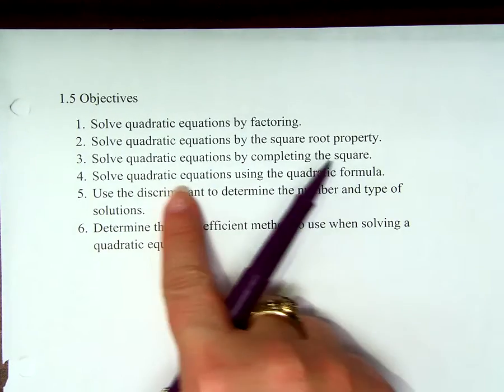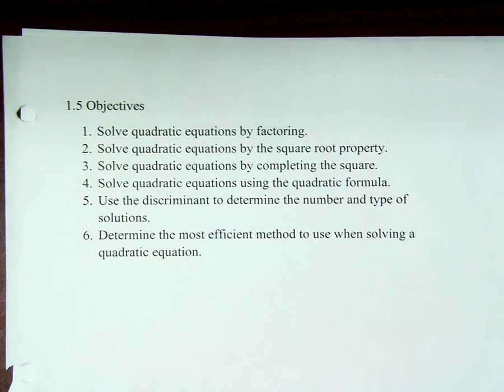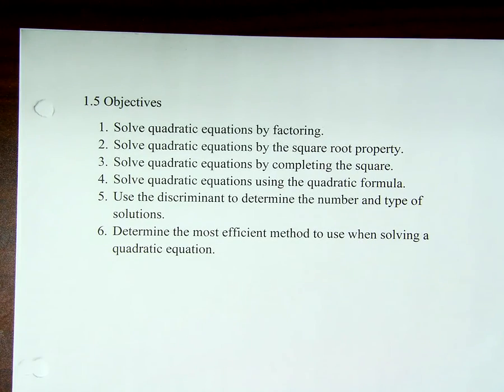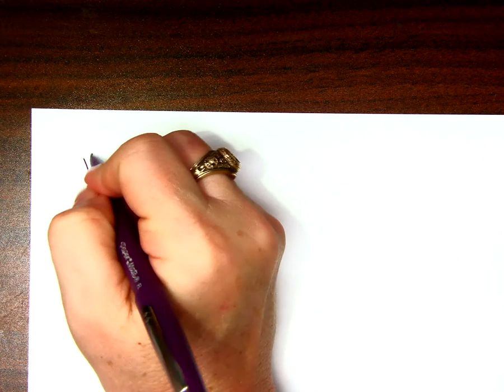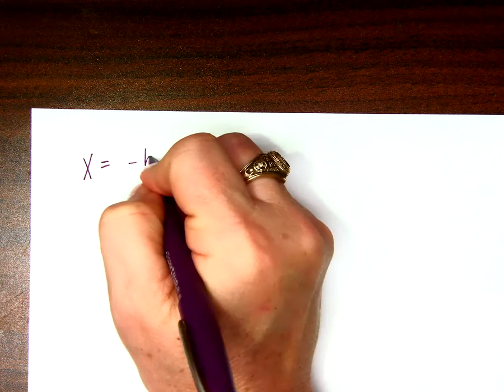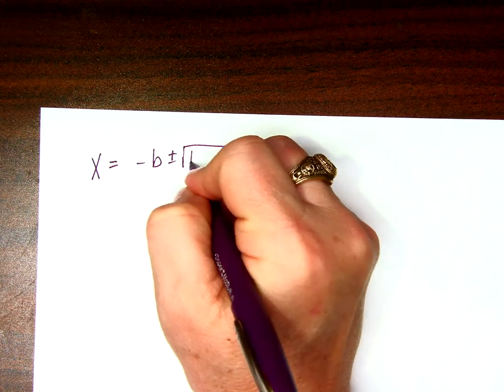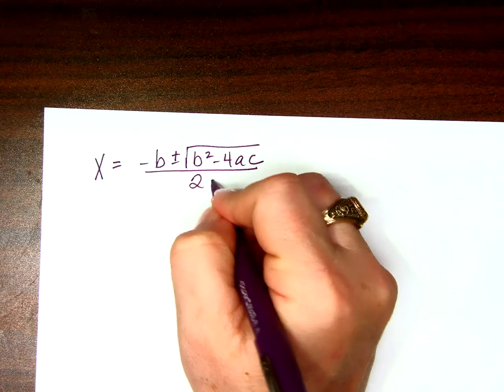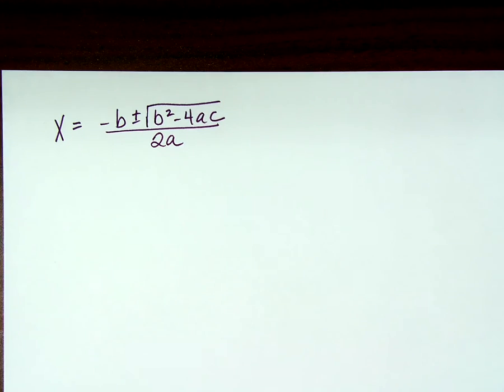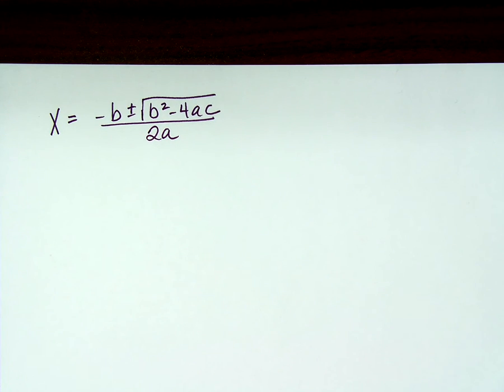Okay, next one, solve quadratic equations using the quadratic formula. You know that that's my favorite way, right? Because we get to sing. You remember the quadratic formula? X equals negative b plus or minus the square root of b squared minus 4ac all over 2a. I'm so proud of you. Excellent. Okay. Do I need to do any examples of that, or you guys got that okay?